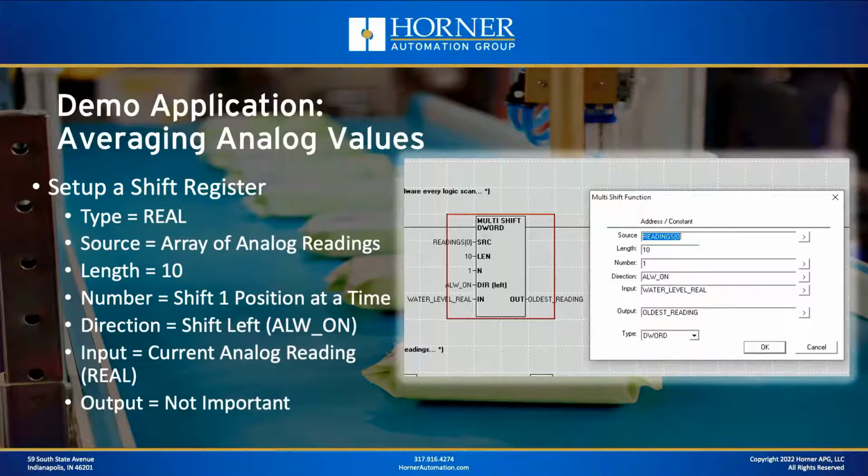doing anything with in our program. Okay, here's how we're setting up that multi-shift instruction in this example. Again, floating point is what we're using. Our source is an arrayed variable of 10 real values, which represent the real value of the last 10 analog readings. We're shifting in our latest analog reading every scan. Okay, and again, at some point or at every scan basically, we're going to be looking at all 10 of those values and creating an average using some math. Okay, so let's take a look at that.